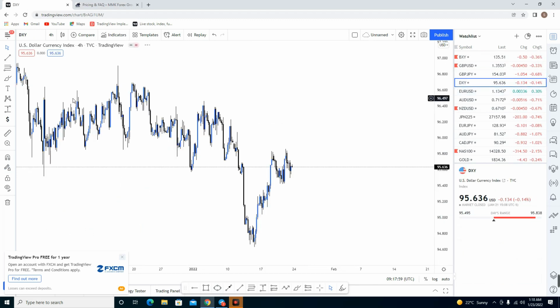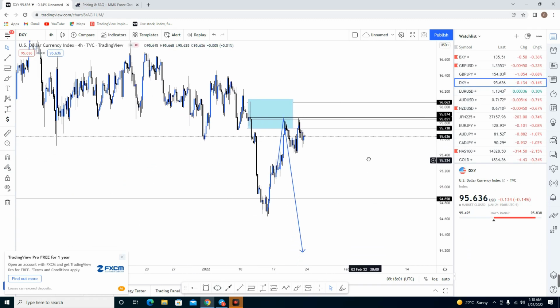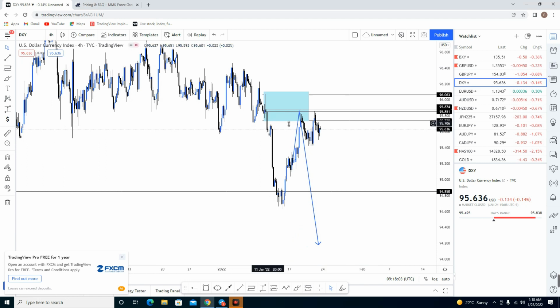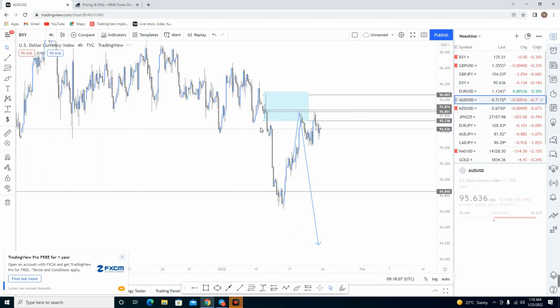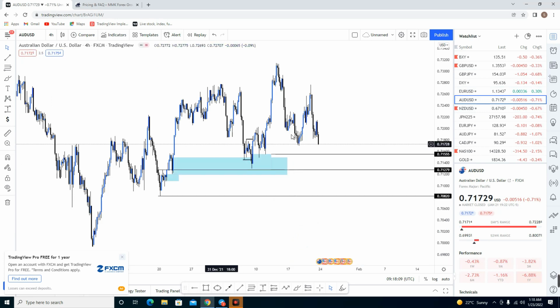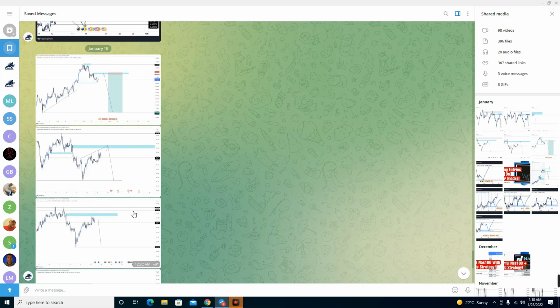But as you can see on that markup, that's exactly a nice reaction there. That was definitely going to help you look for opportunities on these USD pairs, right? So yeah, that was it for the week, guys.